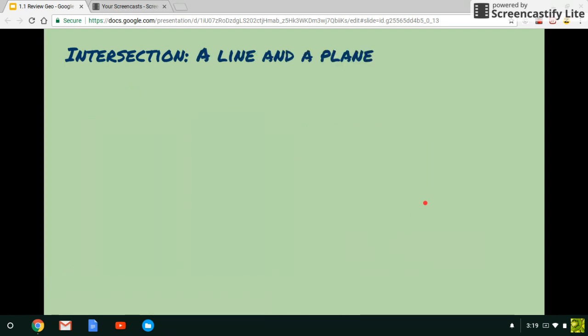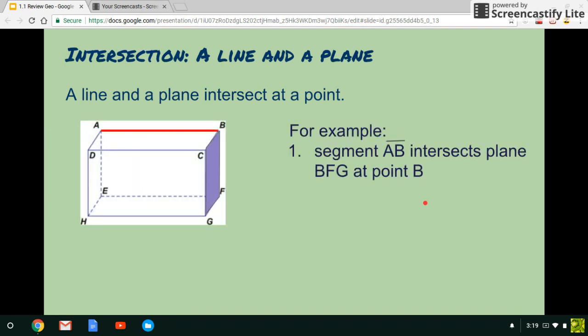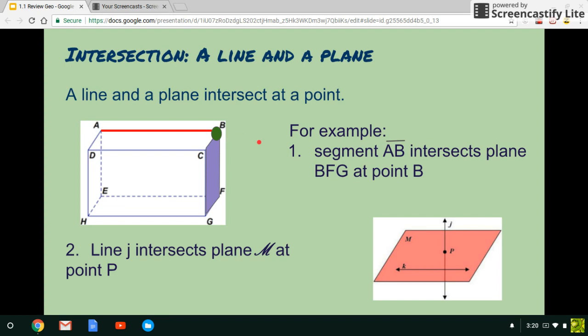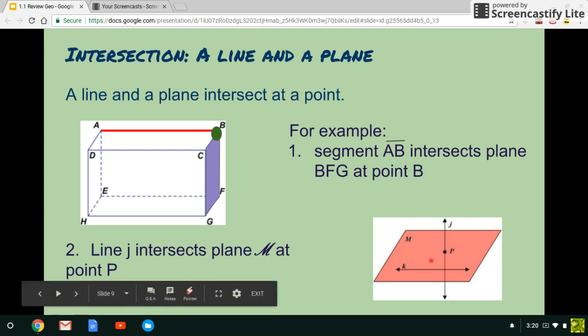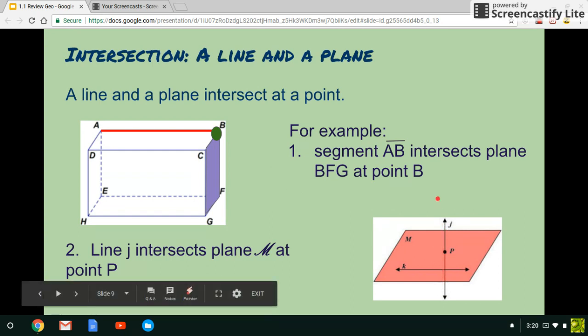Okay, so then we can talk about the intersection of a line and a plane. A line and a plane intersect at a point. So for example, if we have segment AB and we want to know where it intersects plane BFG, we look at the point that they have in common. AB and plane BFG come together at point B. So that is where they intersect. We can also look at this with just lines and planes, like in this picture. So we have plane M and line J intersects it at point P. That is the point that line J goes through plane M.